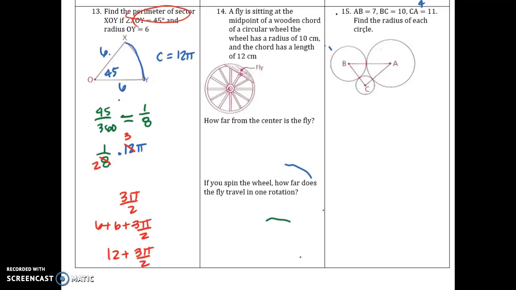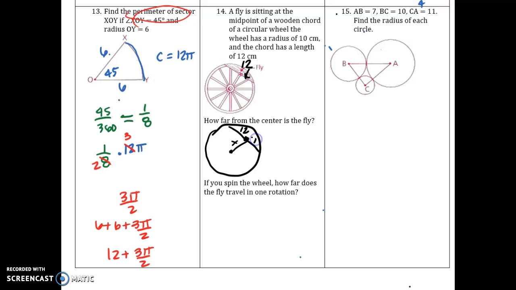And the next guy, we have a fly sitting on the midpoint of a wooden cord of a circular wheel with a radius of 10 centimeters. And the cord has a length of 12 centimeters. So it tells me how long this cord is. The cord is 12. Might almost be easier if I draw this outside the circle. So how far from the center is the fly? So ignoring all the little spokes, here's the midpoint. You want to find the distance to the center. That's what you're looking for.